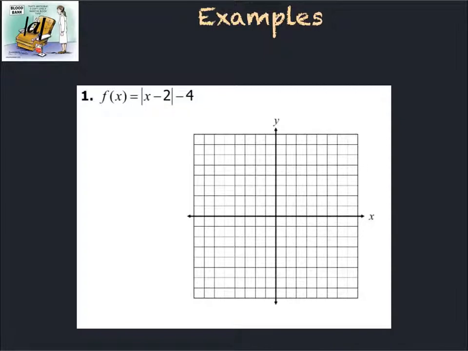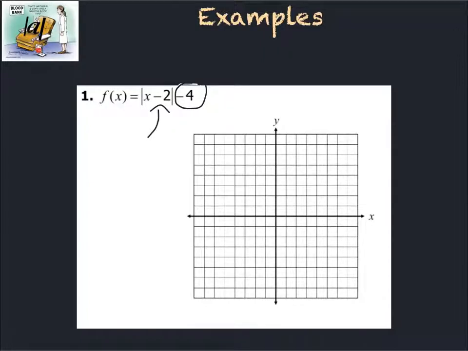All right, so here we have f of x equals the absolute value of x minus 2, and then minus 4. So as we spoke about today in class, when we were graphing these using tables, we know that this minus 4 is going to shift our entire absolute value graph down 4 units, right? We know that. Now, what is this minus 2 going to do?